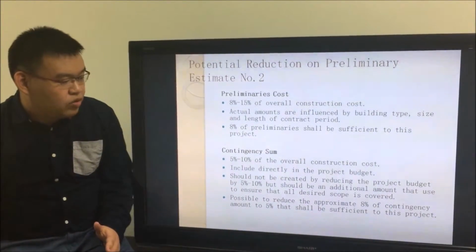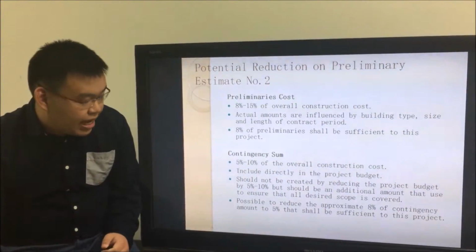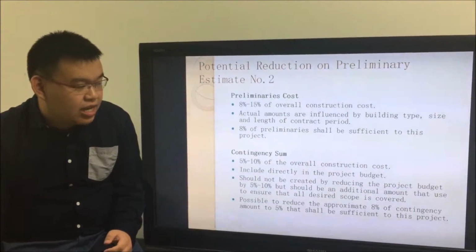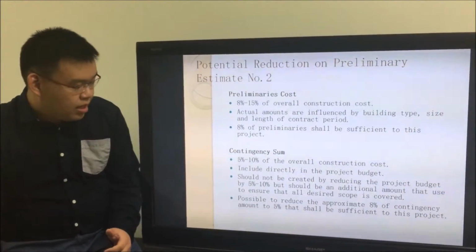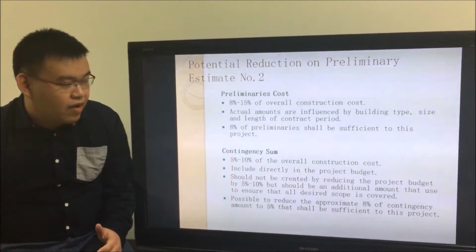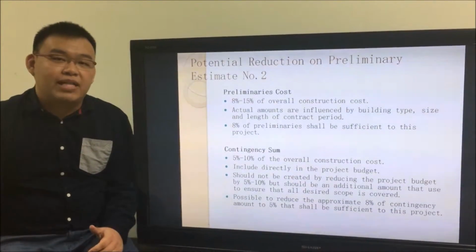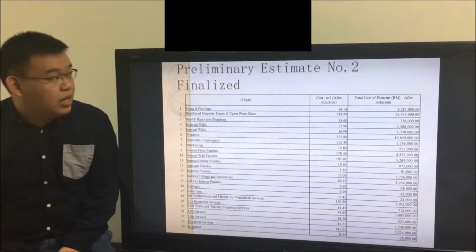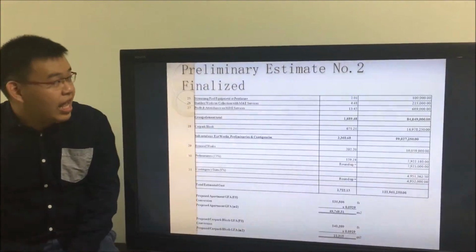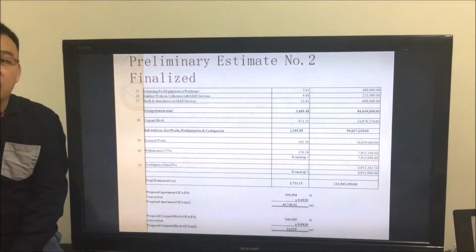So, contingency sum should not be created by reducing the project budget by 5% to 10%, but should be an additional amount used to ensure that all desired scope is covered. Normally, it is possible to reduce the approximate 8% of contingency amount to 5%. That shall be sufficient for this particular project. This is our preliminary estimate number 2, which is finalized, and our final estimated cost is around 122 million.